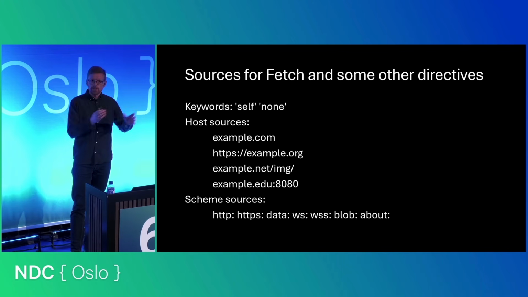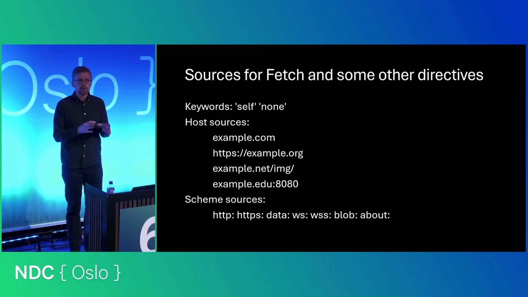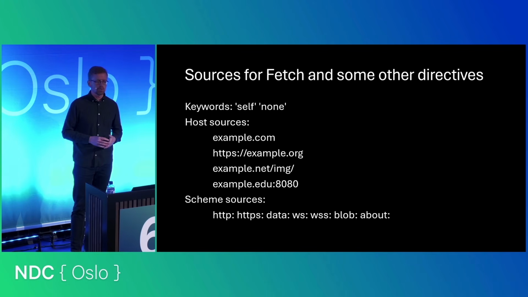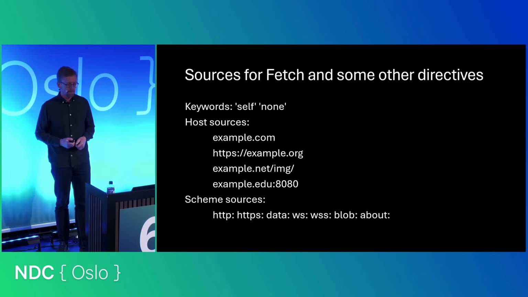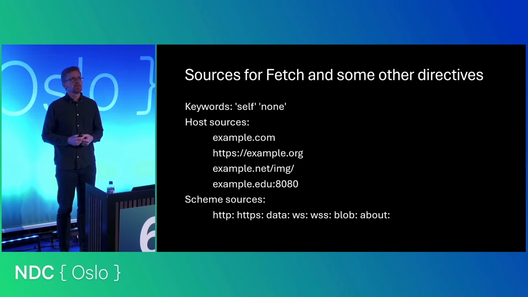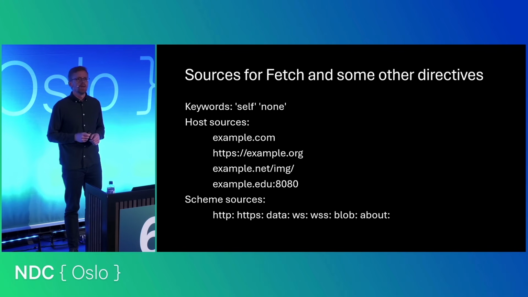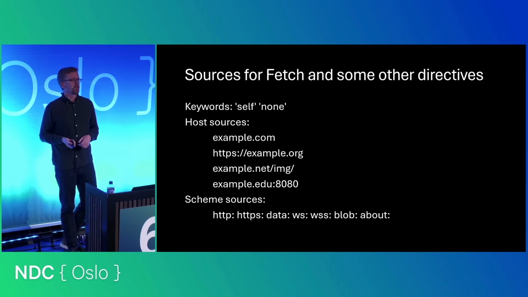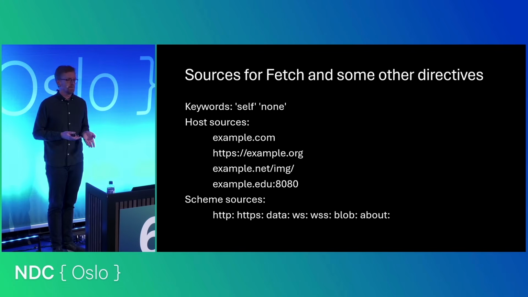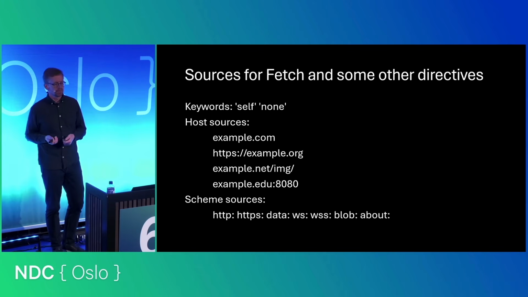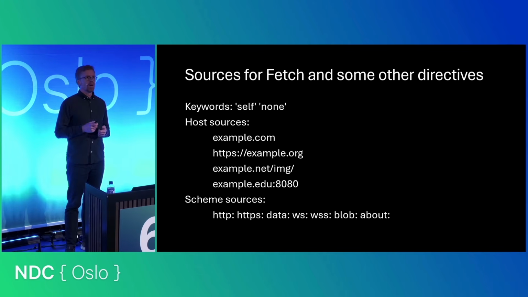Sources. So we had directives, and most of the directives have some sources. Some have some really strange sources. But now I'll show you what are the sources for the fetch directives and some of the others. So we have some keywords. We have self, which I've said before is almost like the same origin, but it's just almost. It includes upgrades, meaning if you are in an insecure scheme, like HTTP, you will also include HTTPS, the secure version. And if you are on a non-default port, it will include the default port for that scheme.